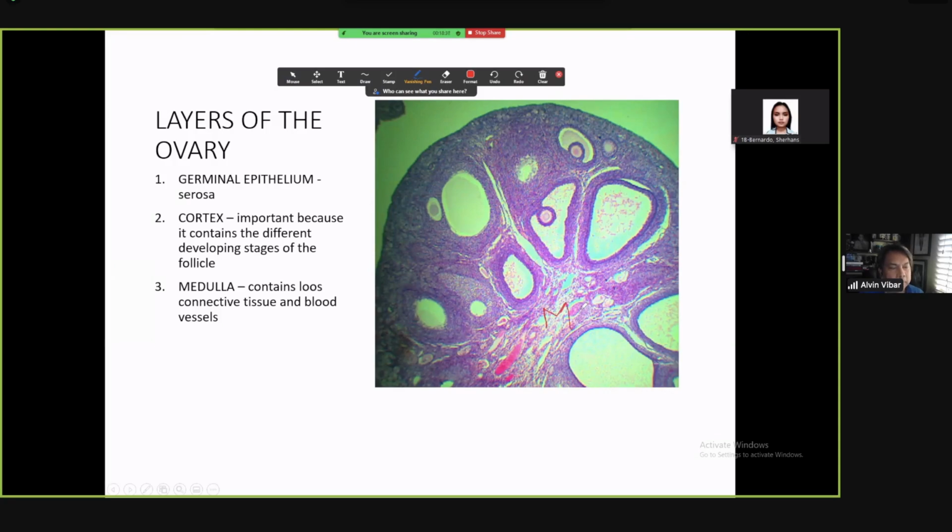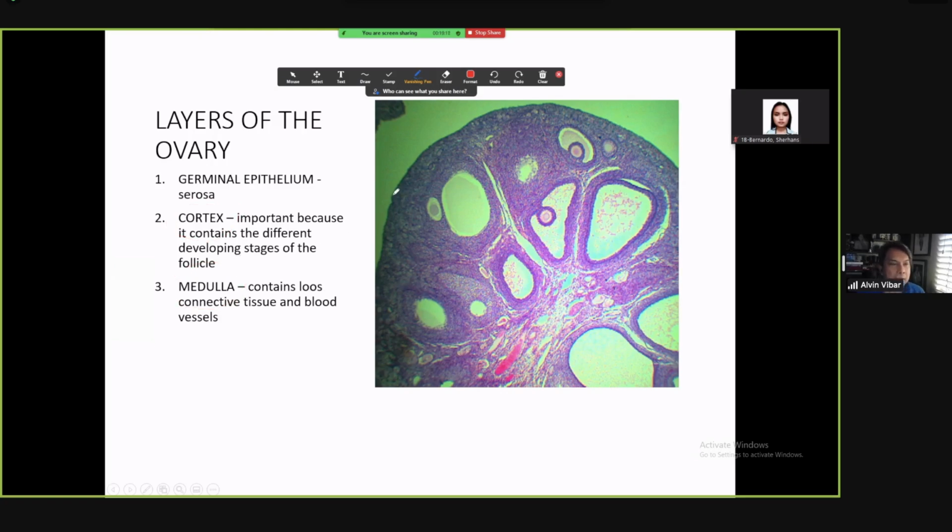What will be your guide? The cortex contains the different ovarian follicles at various stages of development. So that will guide you. If you could see the different ovarian follicles, you are at the cortex layer. We're going to discuss the different stages later on. And the medulla is here. This part is the medulla area containing loose connective tissue with blood vessels and nerves. So again, take note, two layers, cortex and medulla.